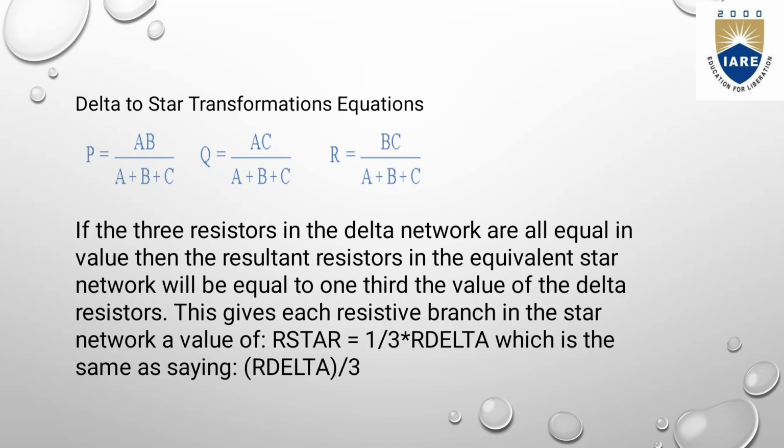So finally, what are the delta star transformation equations? If we consider alphabets, P is equal to AB by A plus B plus C, Q is equal to AC by A plus B plus C, R is equal to BC by A plus B plus C. If the three resistors in the delta network are equal in value, then the resultant resistors in the equivalent star network will be equal to 1/3 the value of the delta resistors. This gives each resistive branch in the star network a value of R star is equal to 1 by 3 into R delta, which is the same as saying R delta by 3.